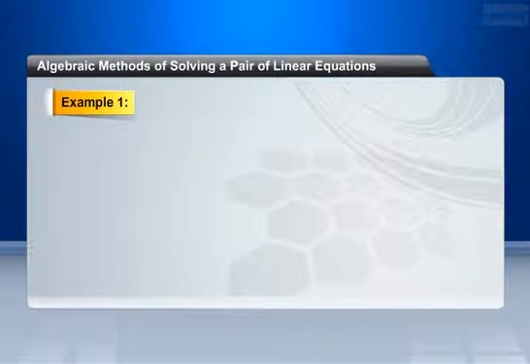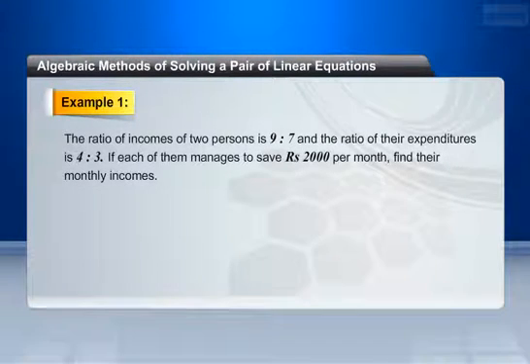Let's start with example 1. The ratio of incomes of two persons is 9:7, and the ratio of their expenditures is 4:3. If each of them manages to save 2000 rupees per month, find their monthly incomes. Let us see the solution.